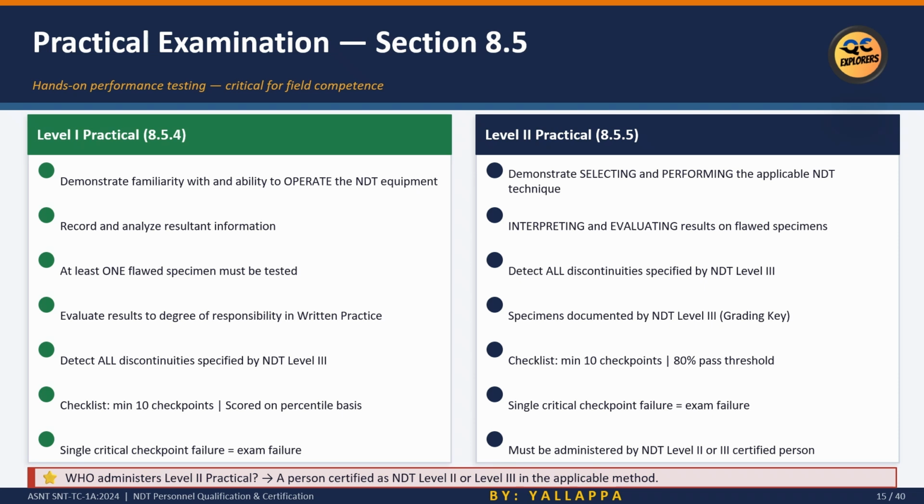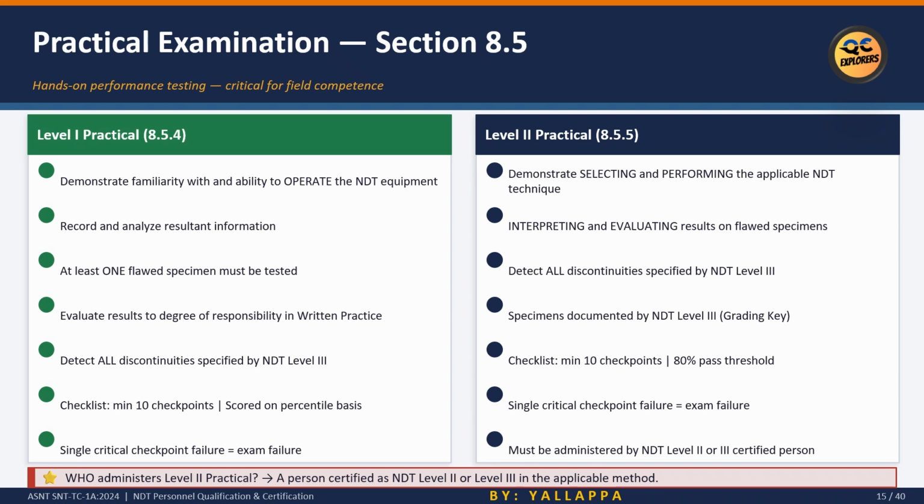At least one flawed specimen must be examined. For Level 2, the candidate must select techniques, perform testing, interpret indications, and evaluate results. All discontinuities identified by the Level 3 must be detected.